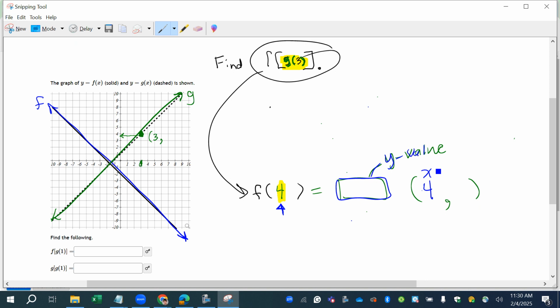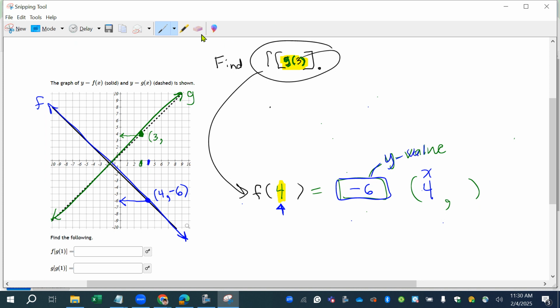So now we go over to the blue line, we find 4 on the x-axis, then we follow that to the blue line and locate the point that lies on the blue line when x is 4, and note what the corresponding y value is. Here it is -6. So that would be the answer.